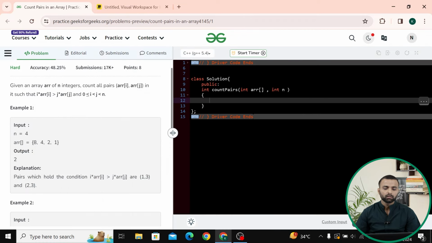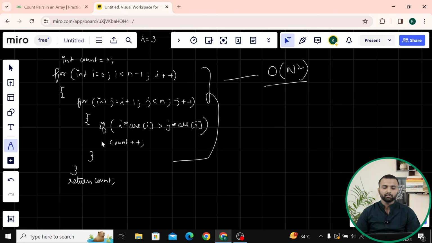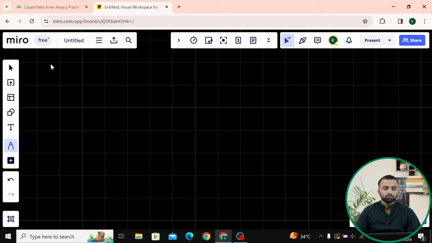But if you see the constraint, we have to solve this question in n log n, and we can use space n log n as well, right? How can we solve this? So let me write here the array again, which is 8 4 2 1. Now this is the condition: i into array i should be greater than j into array j.